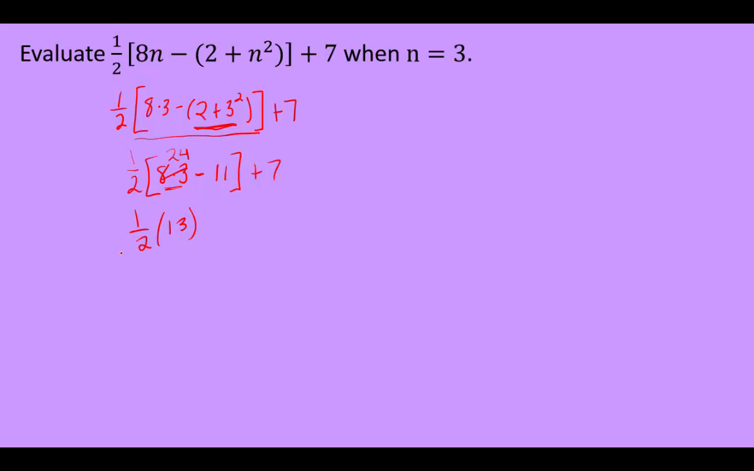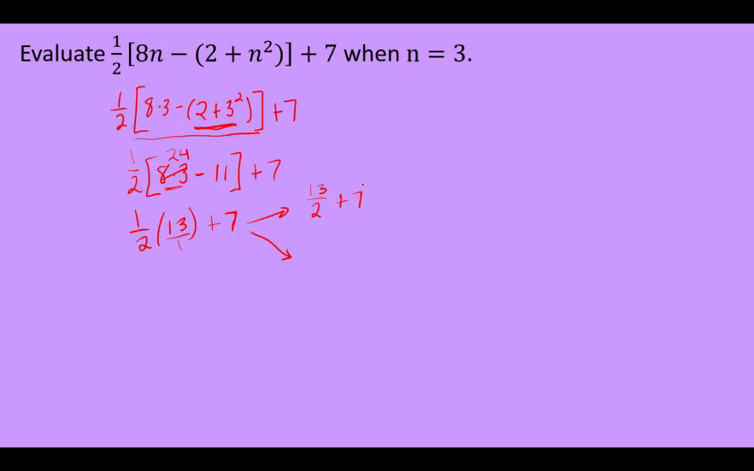Now I put parentheses there. I don't really need them. I could have put a multiplication symbol there. But what I'm doing now is 1/2 times 13 plus 7. And this is where there are 2 different directions we could go. Because we could say that 13 is 13 over 1, and then multiply 1/2 and 13 over 1 together, which gives us 13 halves, which we're going to add 7 to.